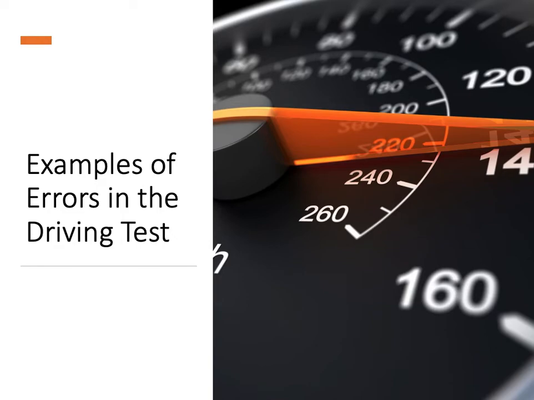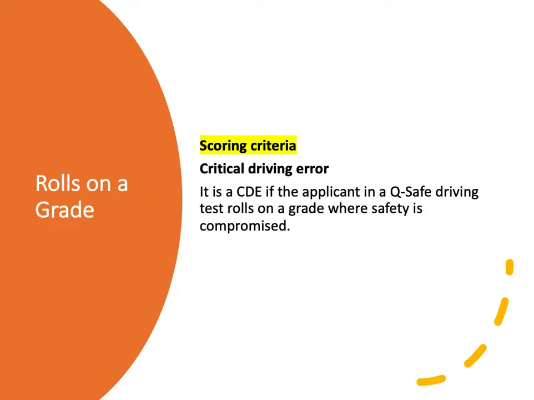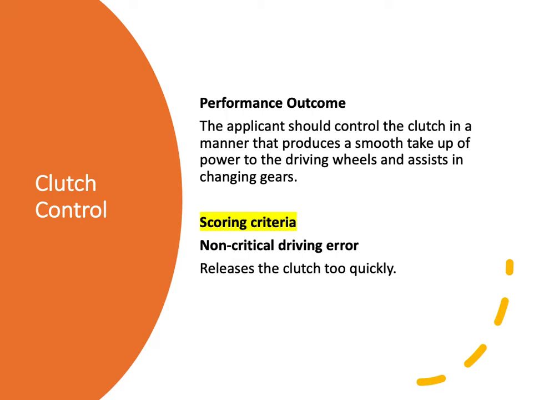Examples of errors in the driving test. Handbrake. It is a non-critical driving error if the applicant in a Q-safe driving test leaves the handbrake on or operates the handbrake whilst the vehicle is in motion without affecting the performance of the vehicle. Rolls on a grade. Critical driving error. It is a CDE if the applicant in a Q-safe driving test rolls on a grade where safety is compromised.